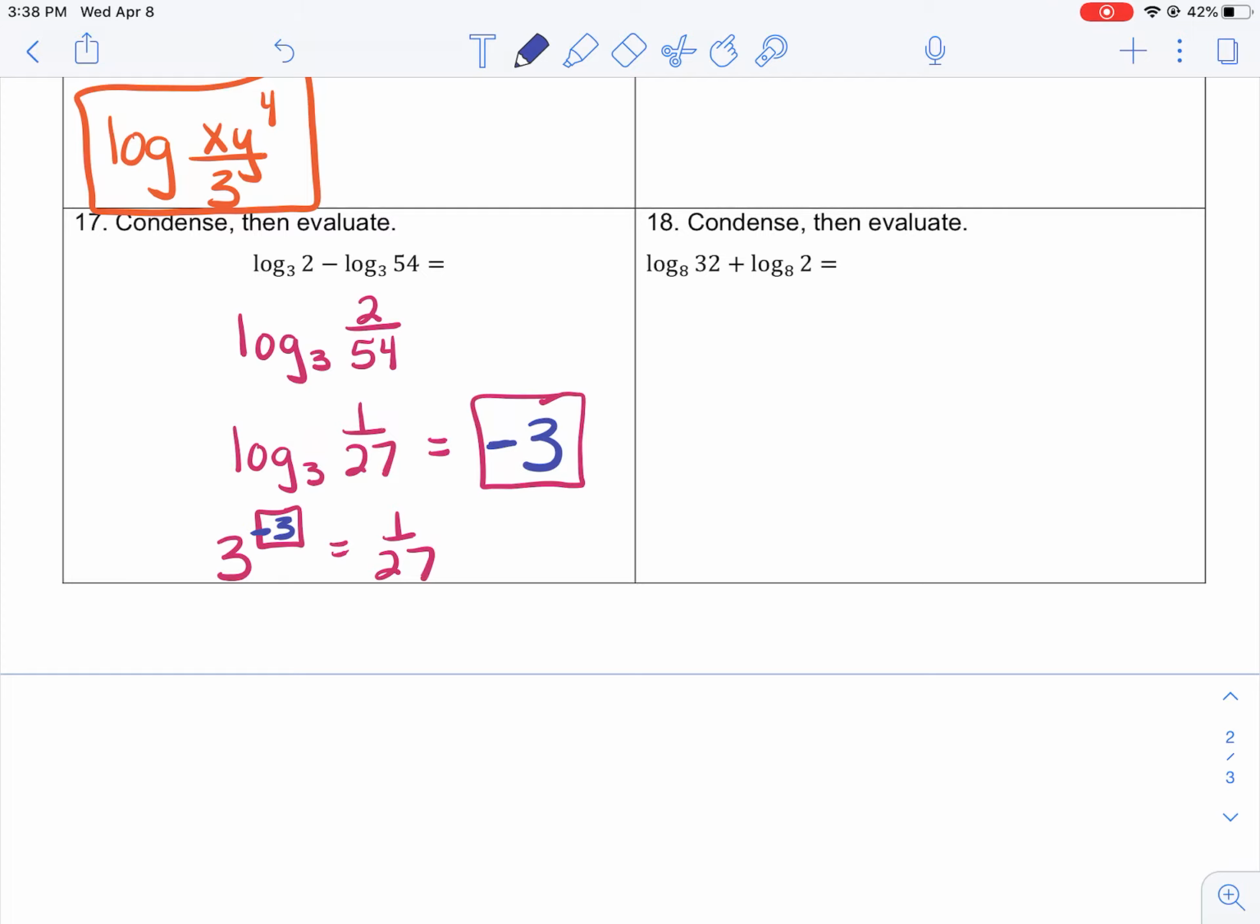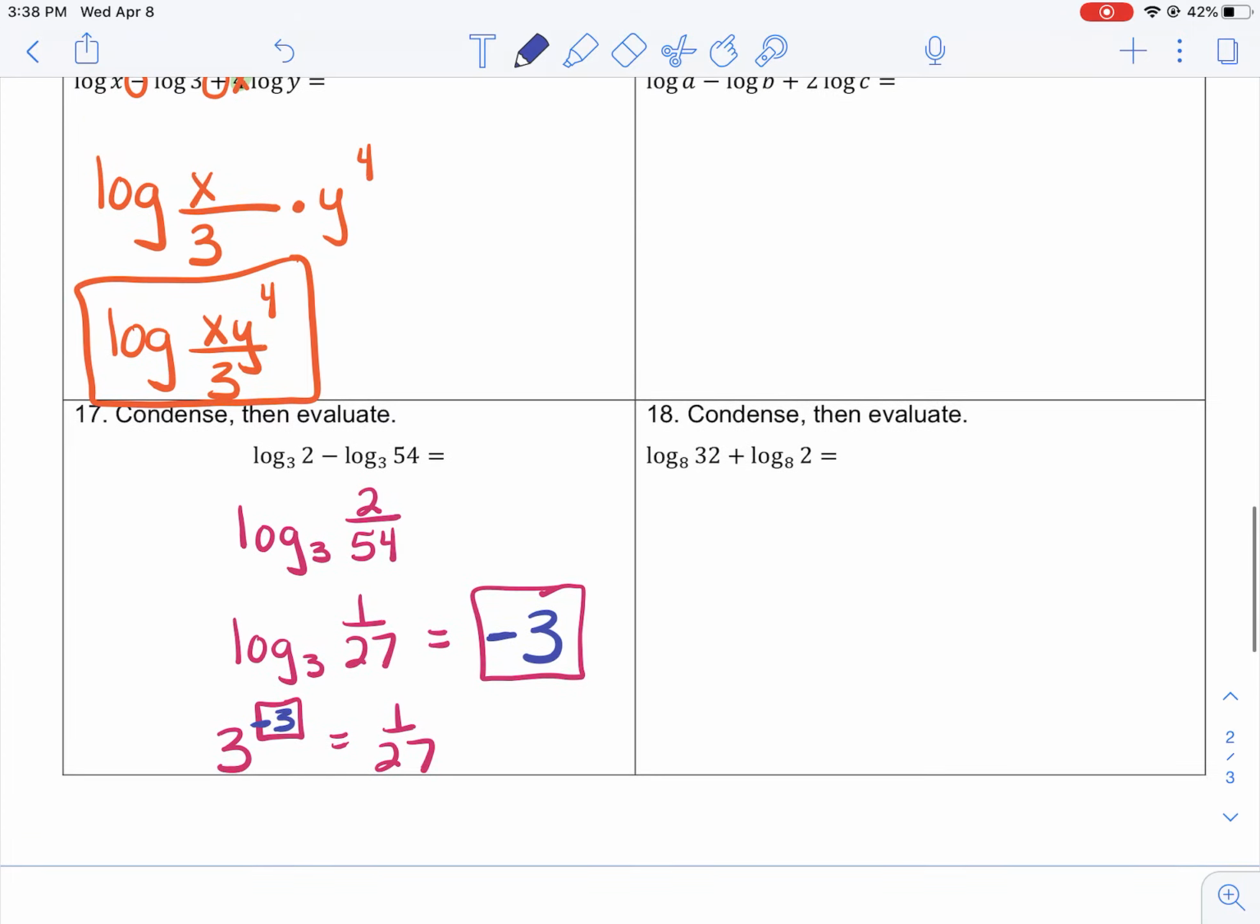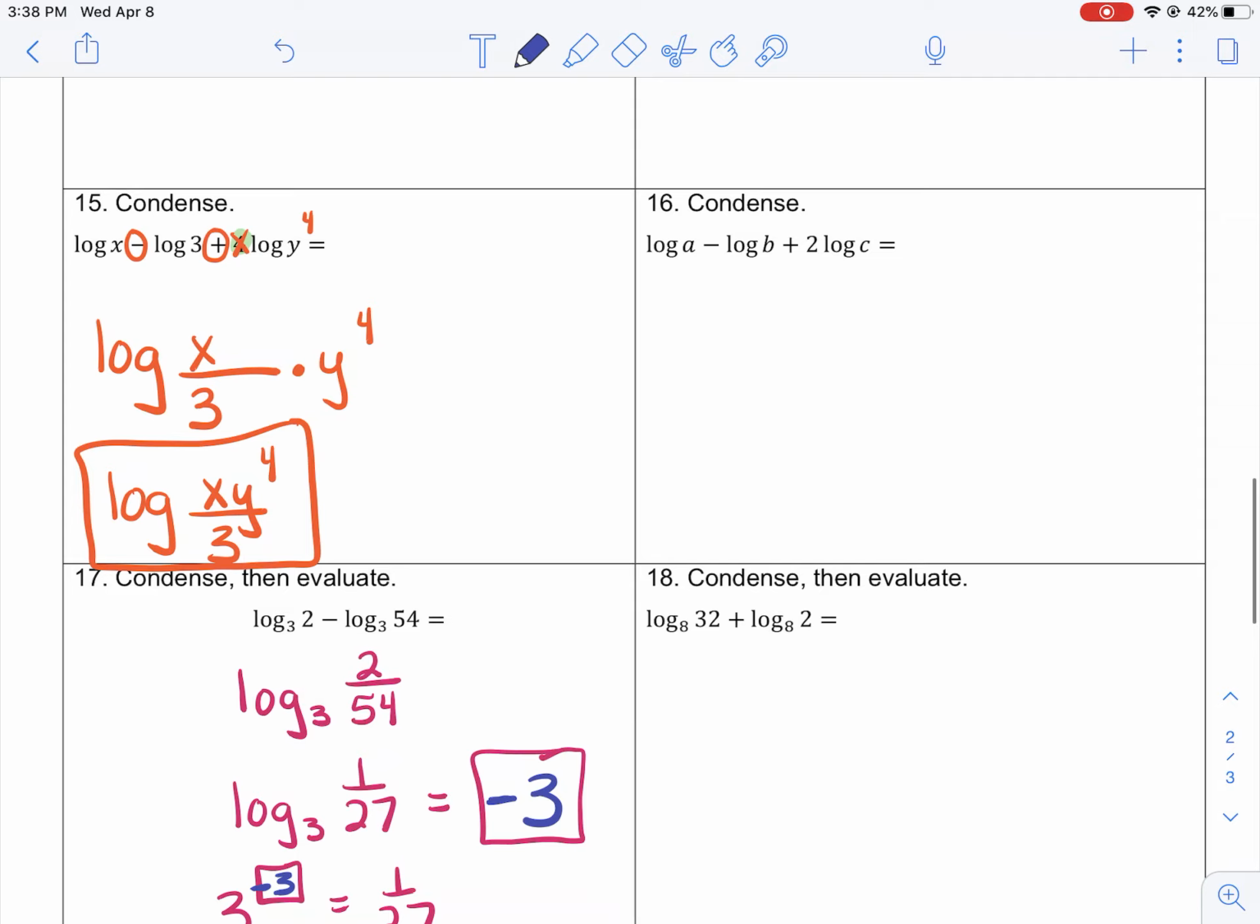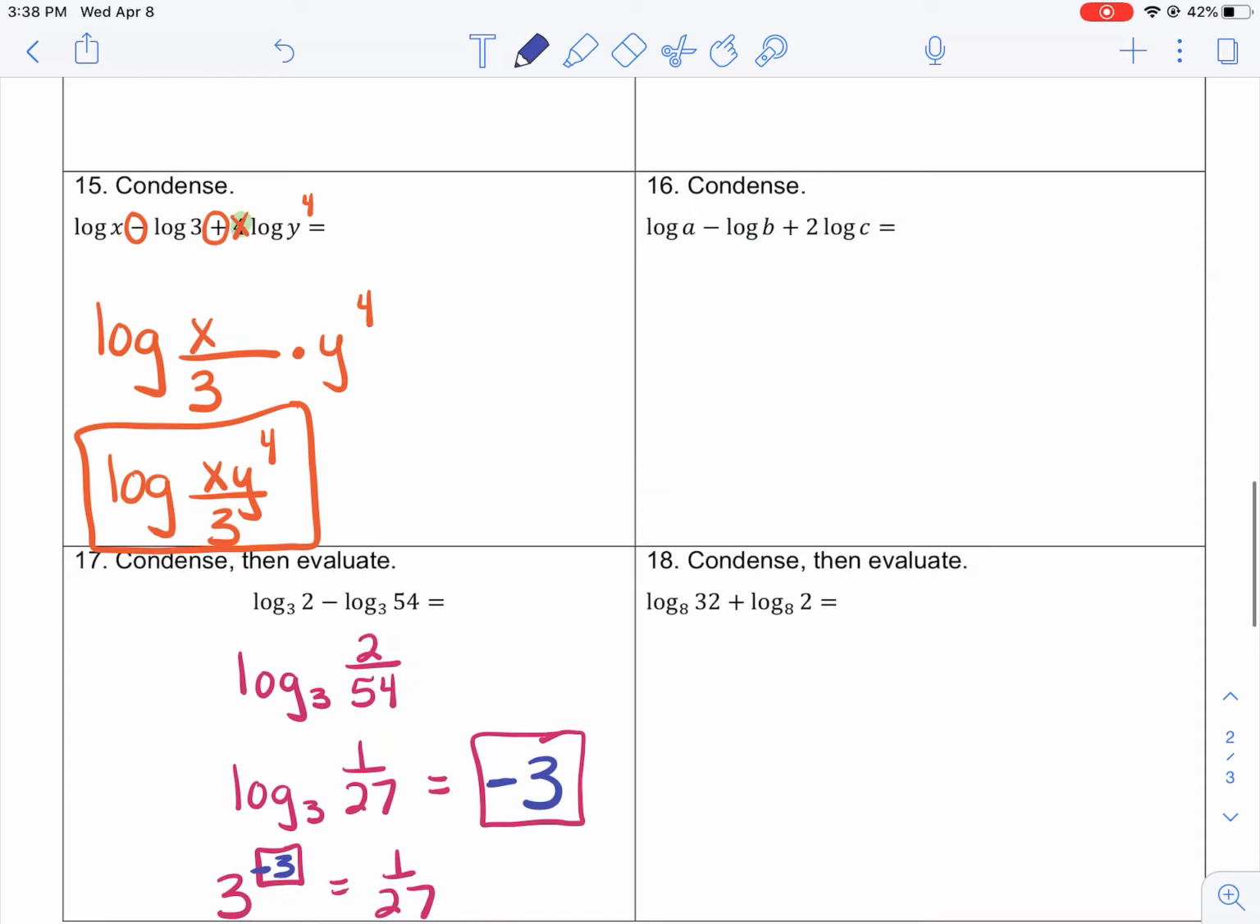Okay, go ahead and do number 18, and then I want you to open the answer key and check all of your even answers. And then I just want you to work on your Math Excel problems for tonight. That's due on Friday.